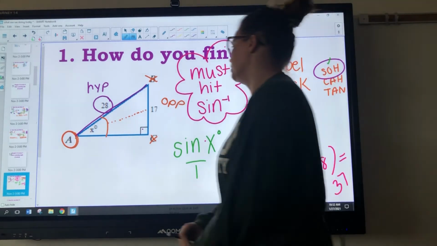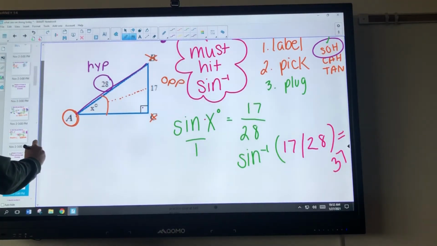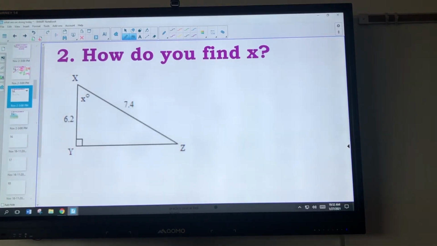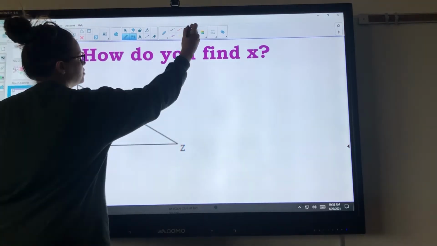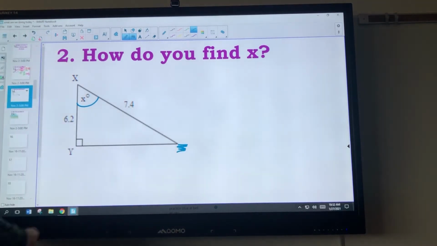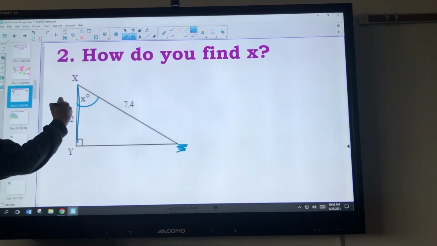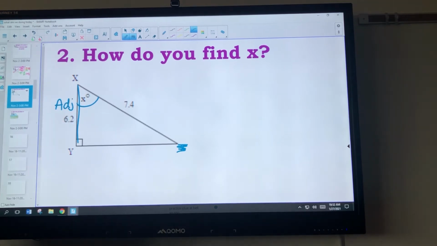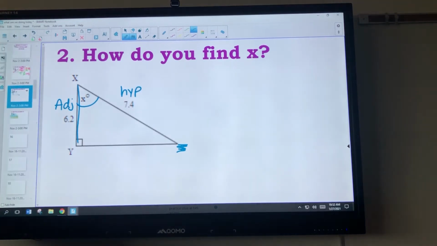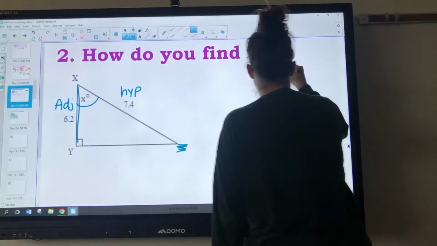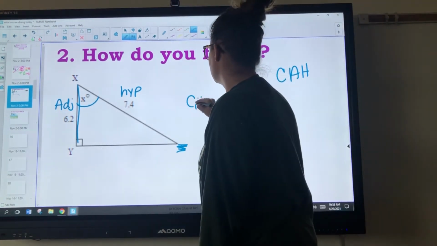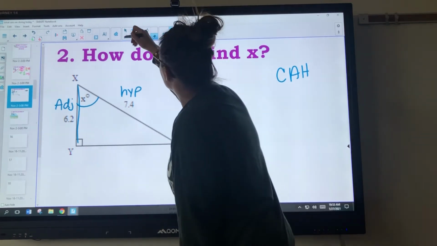All right, let's go through that again. So we're going to do 3 of these because I'm going to do 1 with sine, 1 with cosine, 1 with tangent. Okay, step 1, label. Label according to the x. The 6.2 is the adjacent side. The 7.4 is the hypotenuse. So if we have A and H, we are going to pick cosine.